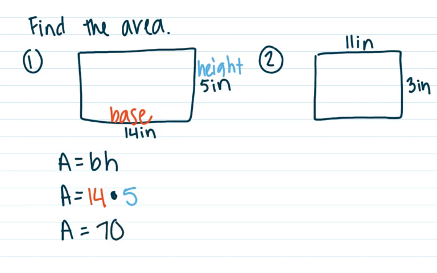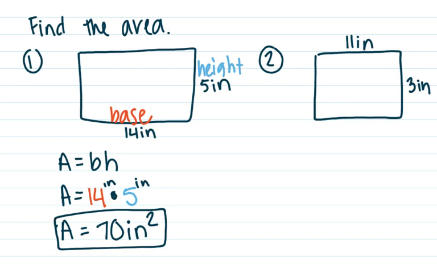Now, notice your units. Your units are inches. When we multiply inches times inches, our units end up being inches to the second power, inches squared. So area has a unit that is squared, because you're multiplying two units together. So our area here is 70 inches squared.